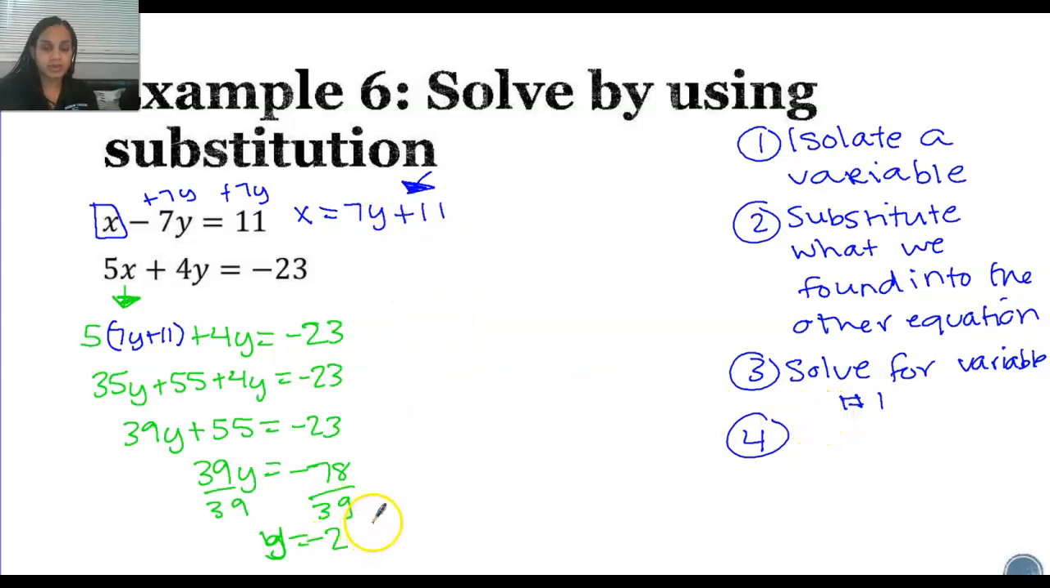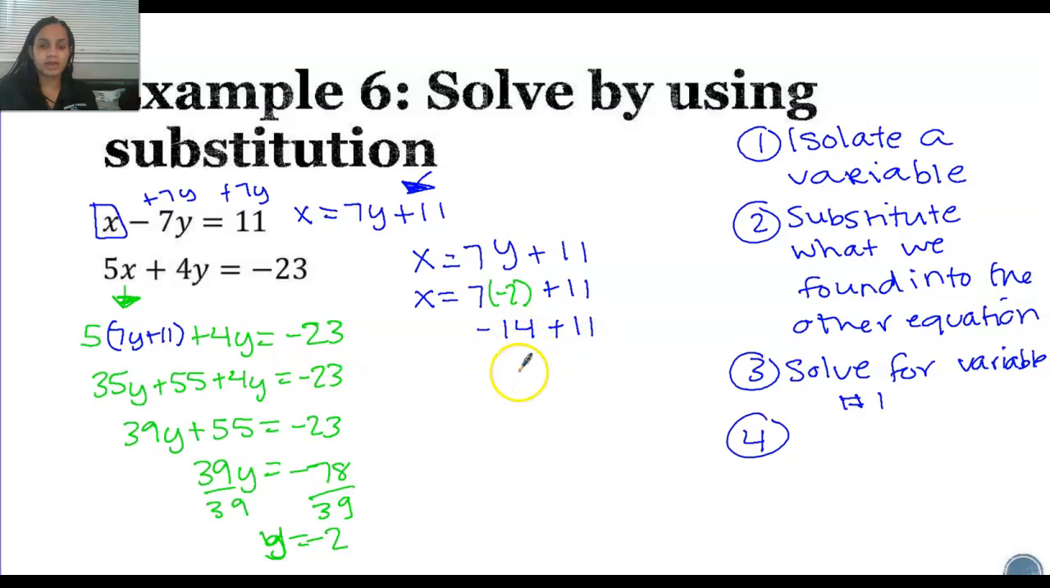So I have y equals negative 2. So what I'm going to do, I'm going to just plug it into what I have here. X equals 7 times y plus 11. And instead of having y, I'm going to replace y with negative 2. And I'm doing that because we already solved for that value. So negative 14 plus 11. So that is negative 3. Don't mix these up. Just because you solved this second doesn't mean that it's the second coordinate that is in fact your x value.